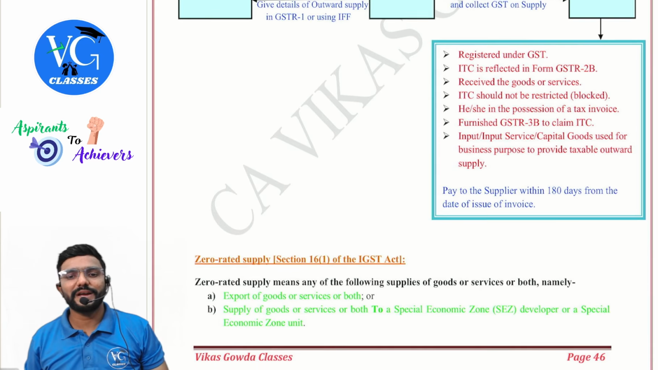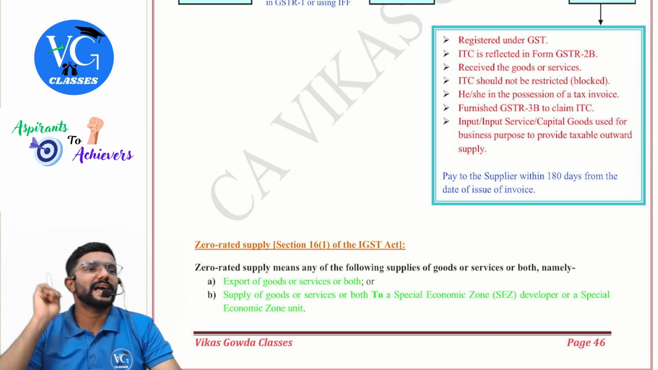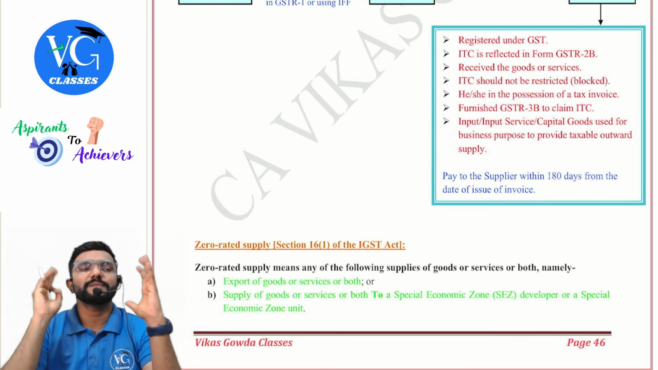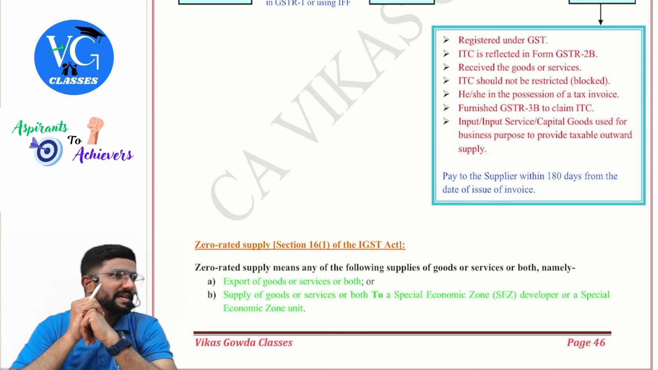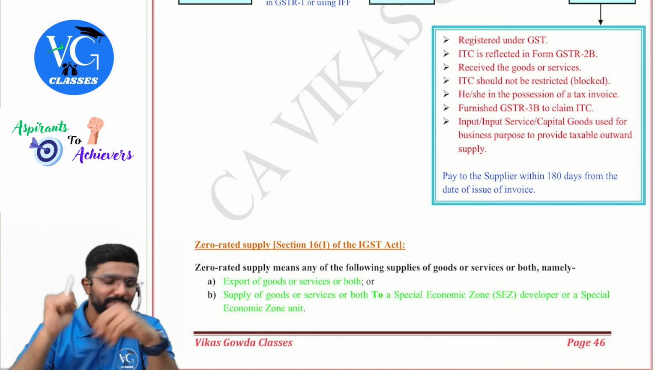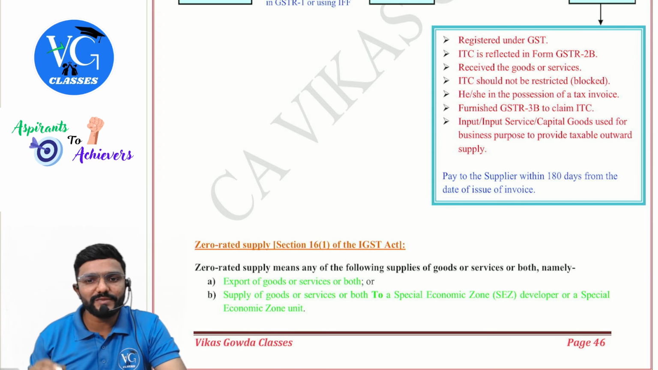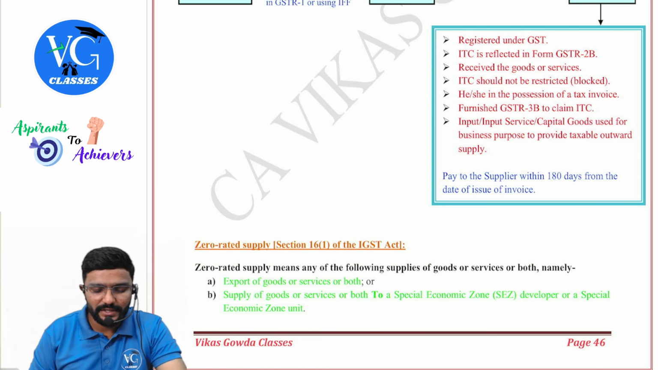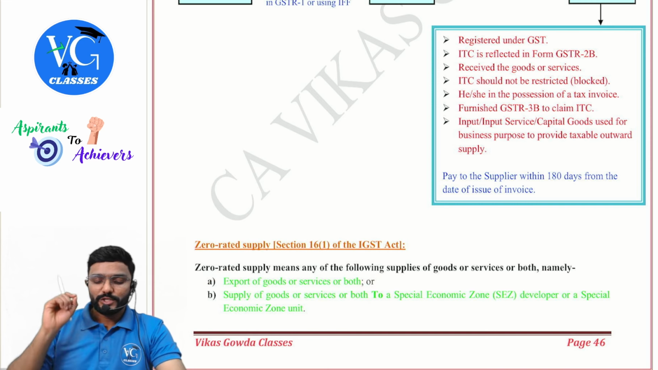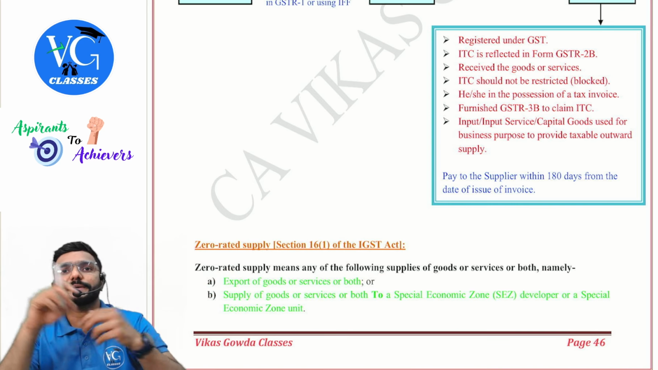Yes, guys. Next, we have something called a zero rated supply, which is given in section 16 of the IGST Act. Zero rated supply is nothing but the export. Plus, one more special item is there, guys. Under GST, they are naming export as zero rated supply. Zero rated supply means any of the following supplies of goods or services or both, namely, as given in the IGST Act: export of goods or services is always zero rated. Then supply of goods or services or both to a special economic zone developer or special economic zone unit.